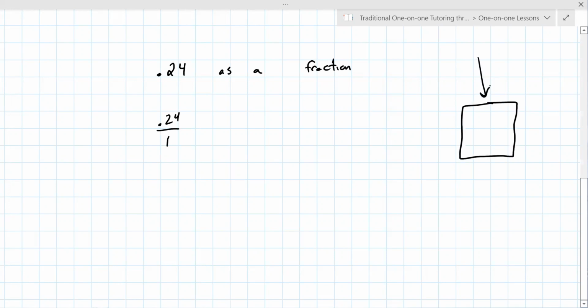Let's see here, 0.24 as a fraction. Go ahead and try that for me, please. Okay. So you do 0.24 over 1. Yeah, and I want you to work this one out. I'm asking you for the final answer. Like what would go in this box if your final answer is there?